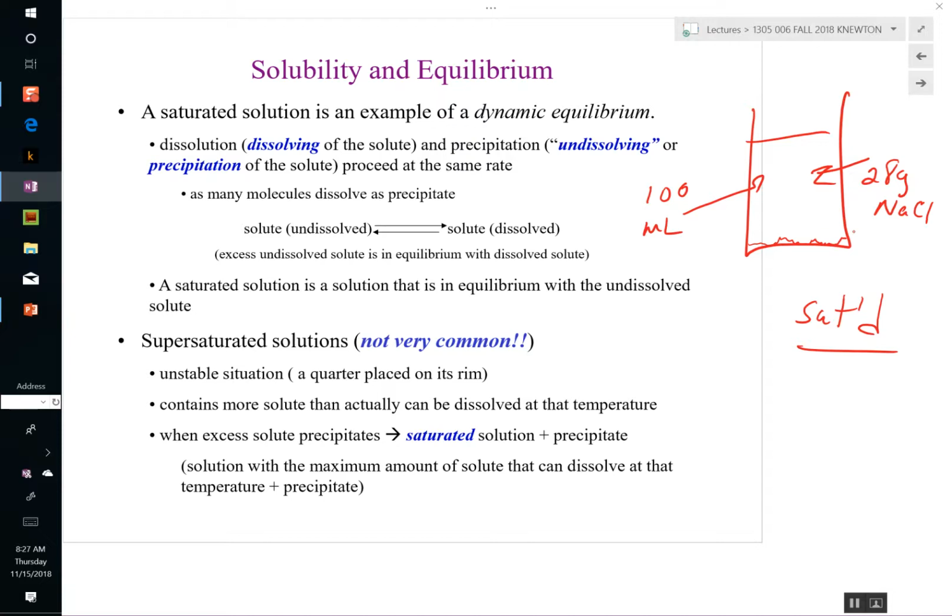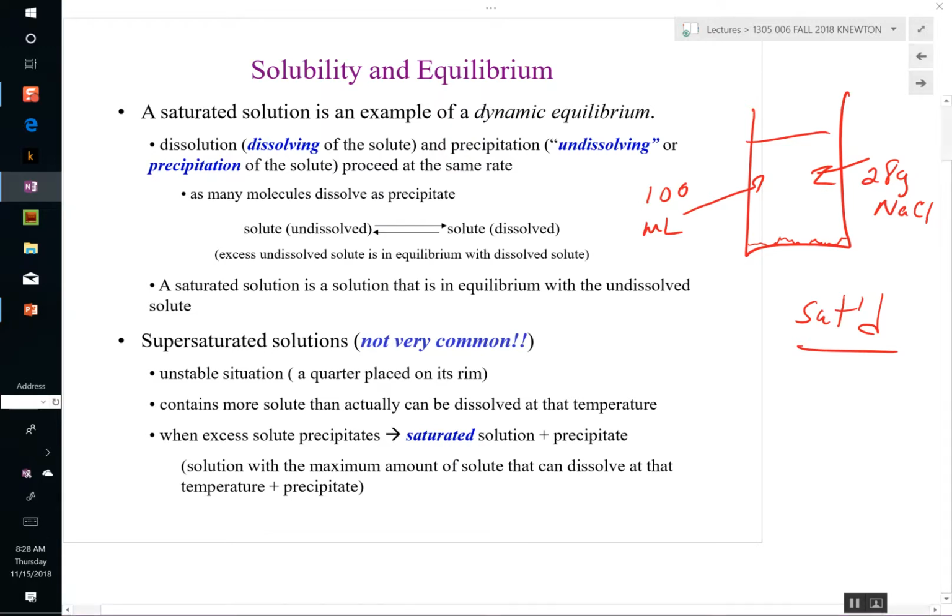Because it has dissolved everything it can dissolve, and there's still some around there, so if there was the capacity for it, more would go into solution. That's saturated. You can supersaturate a solution.